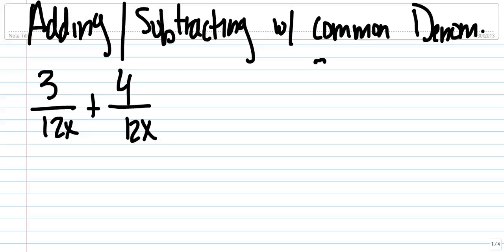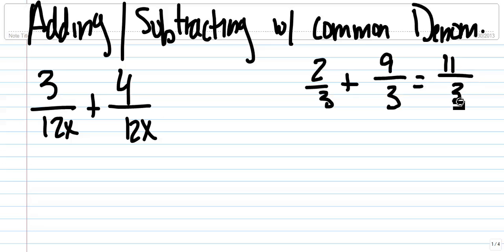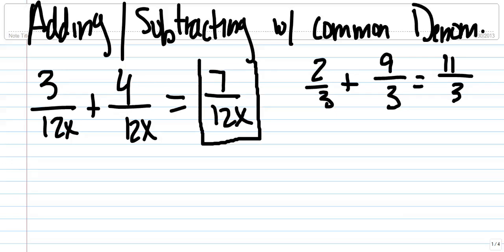So if I was to give you 2/3 plus 9/3, 2 plus 9 is 11, so this would be 11/3. See how we did that? We just work with what's up top, the same way we do here. Notice we have a common denominator of 12x, so work with what's up top. 3 plus 4 is 7 over 12x. And that's it. This one is easy. There's no simplifying involved on this one. Okay, let's try another one.